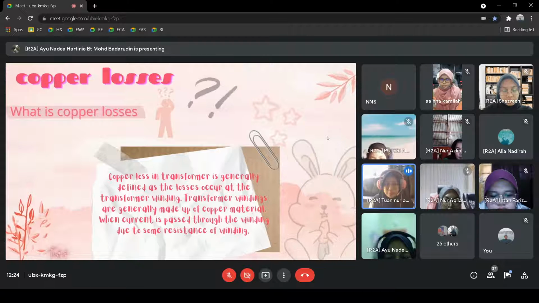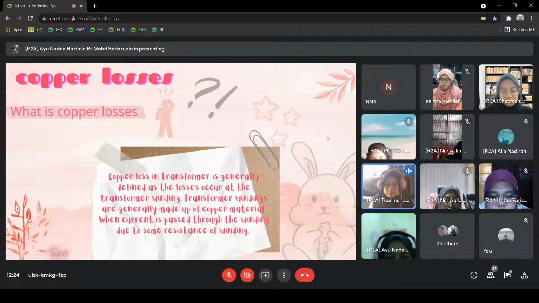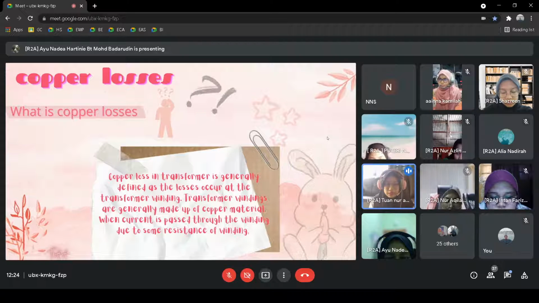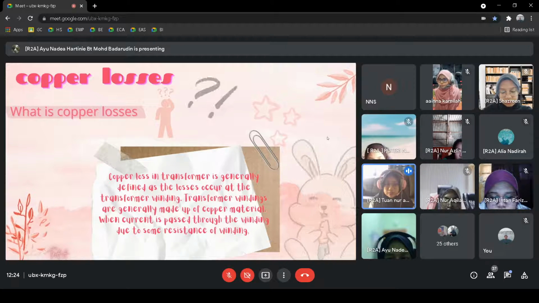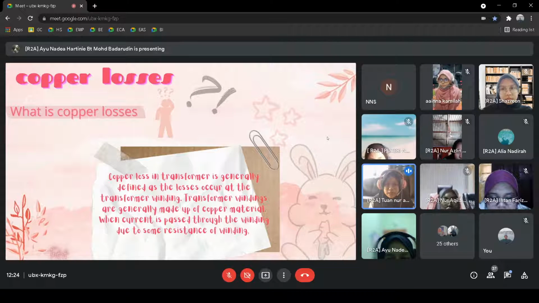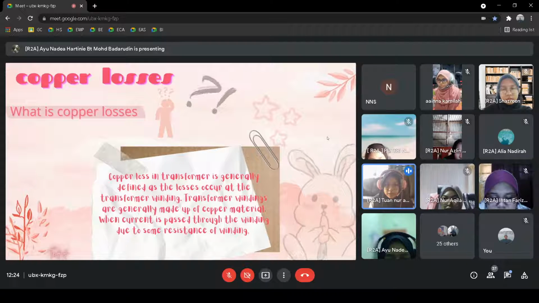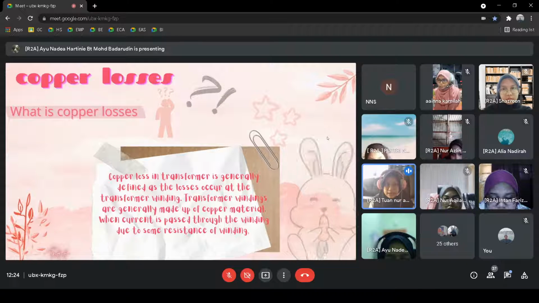So what actually is copper loss? Copper loss in a transformer is generally defined as the losses that occur at the transformer winding. Transformer windings are generally made of copper material. This happens when current is passed through the winding, due to the resistance of the winding.